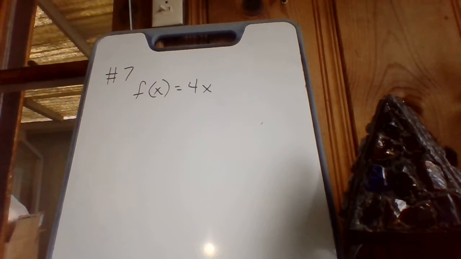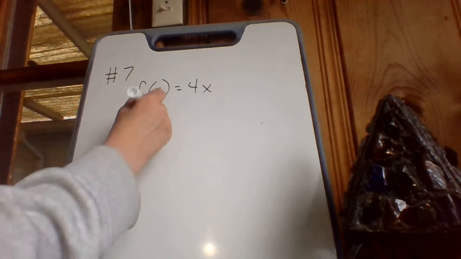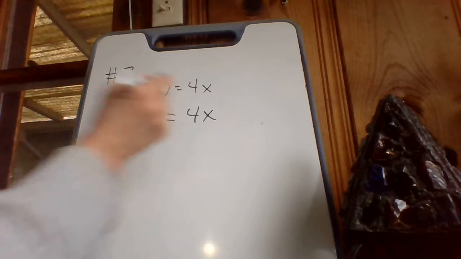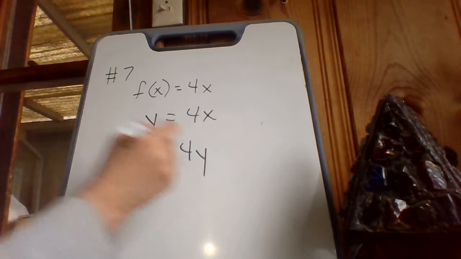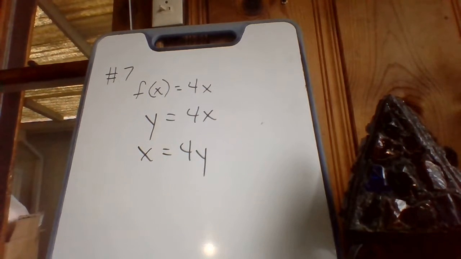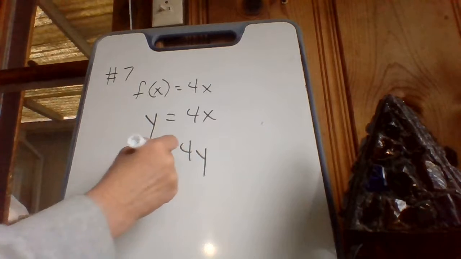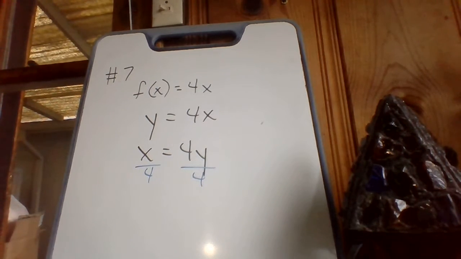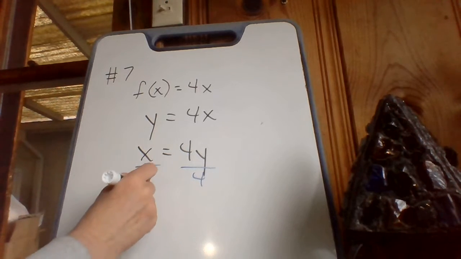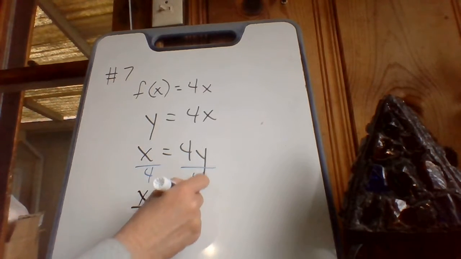Okay, number 7 is find the inverse, f to the negative 1. And I got 4 problems of this, so let's just start on the first one. Okay, so first step was write y equals. Then switch out x and y. Okay, now I got to get y alone, so I'm going to have to divide both sides by 4. So x over 4 equals y.